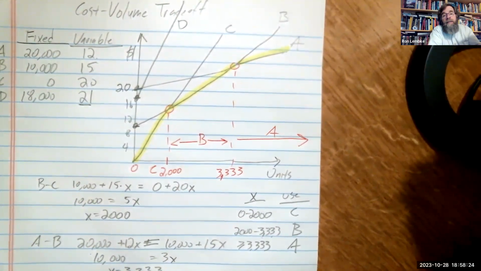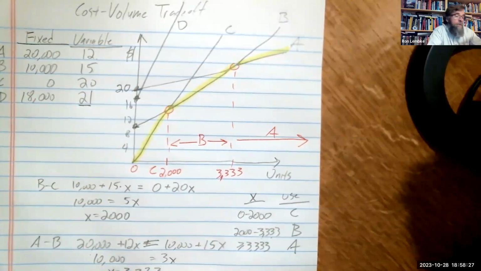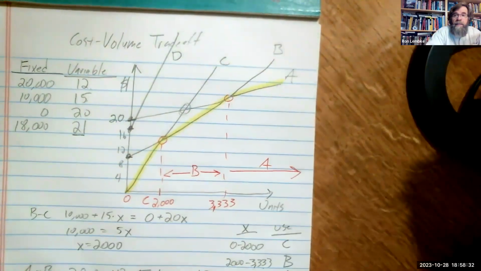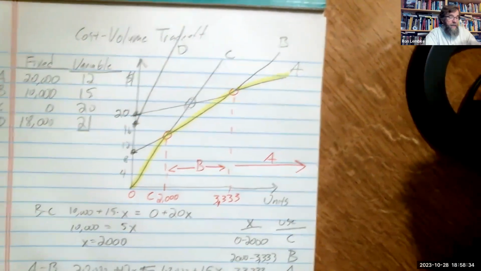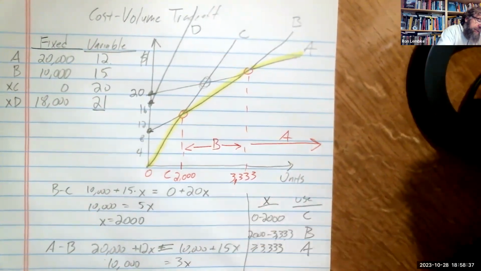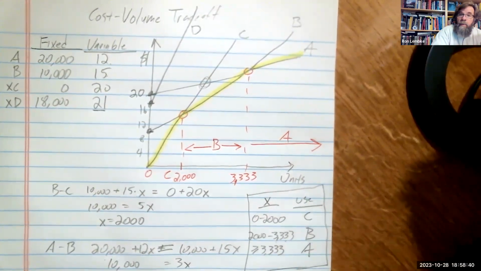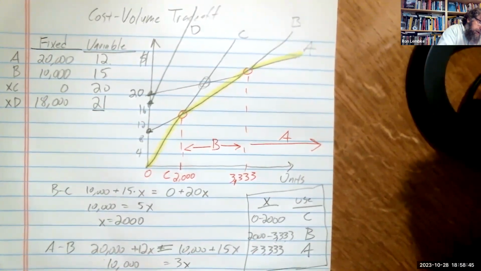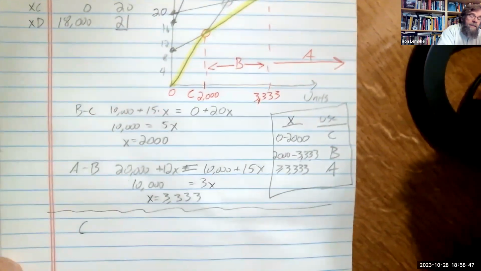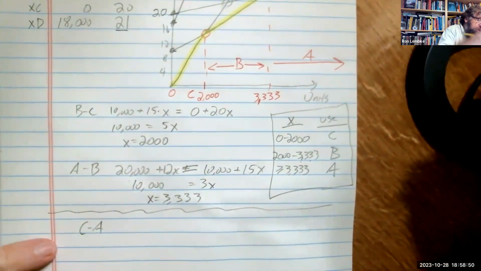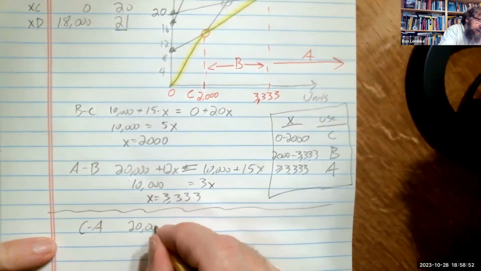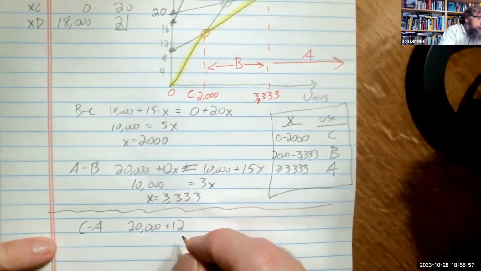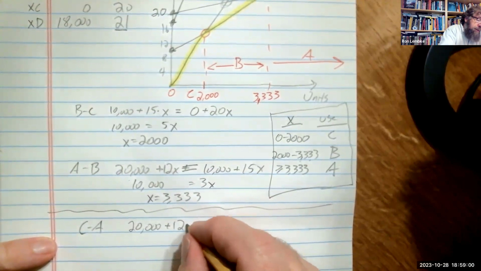But if you don't want to go to that extent, but you're thinking, how do I know that B is even in the picture? Maybe we go from C straight to A. So again, I am claiming that this is the end of the story. But if you don't trust your drawing, let's just see where the breakpoint between C and A would be. A has a cost of 20,000 plus 12X.